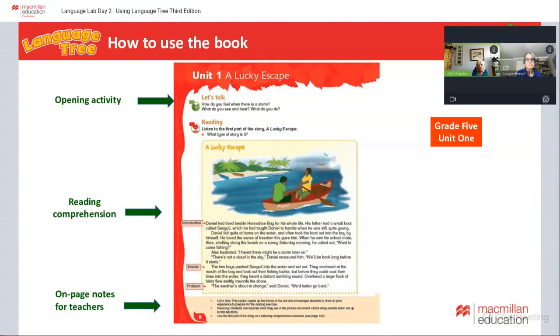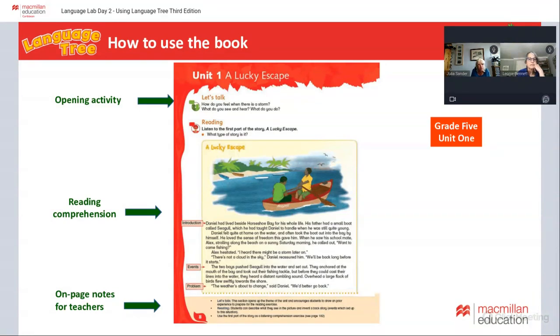It's a standard pattern for the units right throughout the series, with the exception of the kindergarten. Even in Grade 1, the units follow the same pattern. We start with a short opening activity, and that could be something called Let's Talk or Listen Up, which is just an introduction to the unit, to the theme, and also allows your pupils to draw on their prior knowledge. This is intended to take just a few minutes at the beginning of a lesson, not an exercise which lasts a long time.